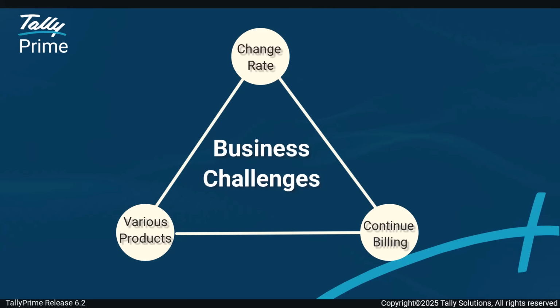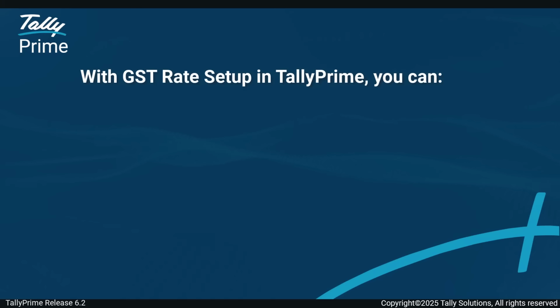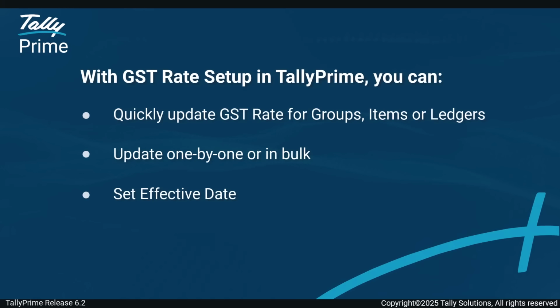However, implementing this rate change across a spectrum of products and services in a short period of time can be challenging for businesses. With TallyPrime, you can now quickly update GST rates for your stock groups, items, or ledgers either one by one or in bulk with the help of the GST rate setup. You can even specify an effective date to ensure the rates are implemented starting from a particular date.